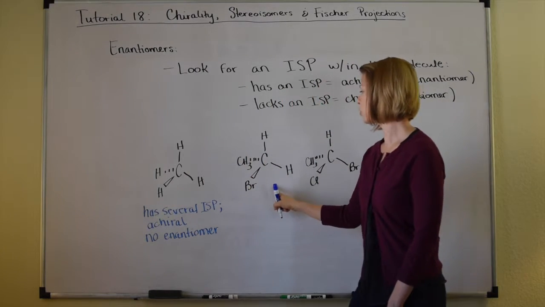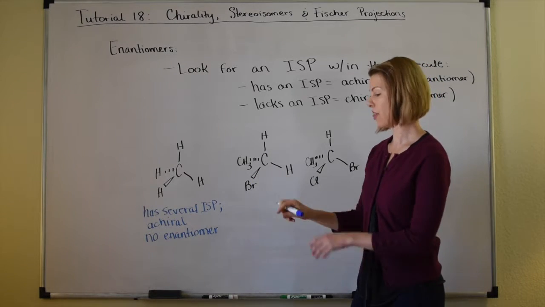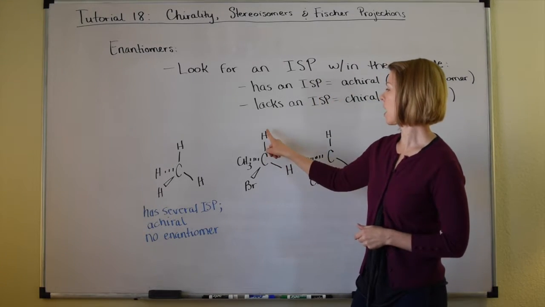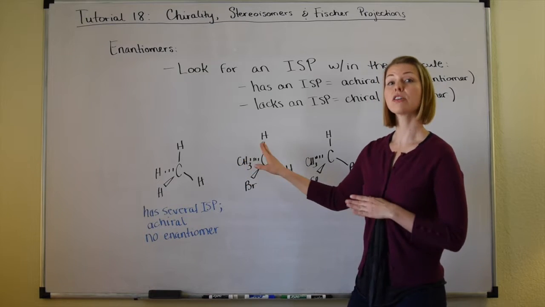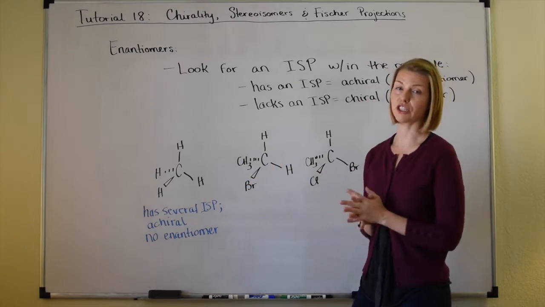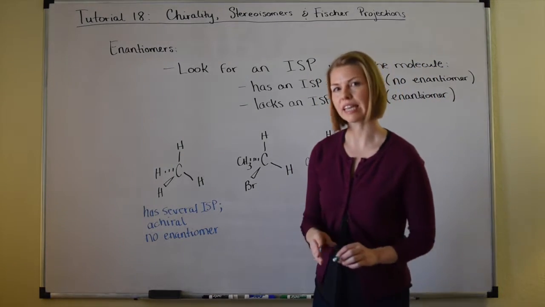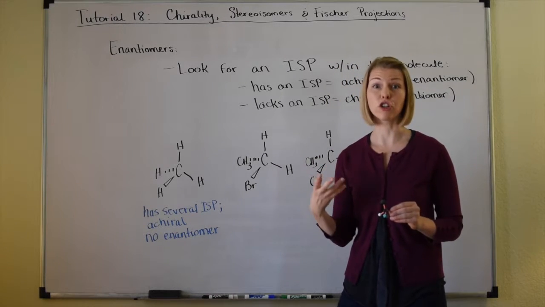So moving on to our next example, which is the bromoethane. So we've got a hydrogen, a bromine, and a CH3. So we can already tell that this is not a chiral carbon because it's not attached to 4 different substituents. So again, a fairly simple example, but the point here is to show you what I mean by internal symmetry plane.